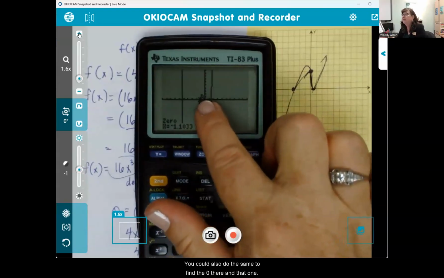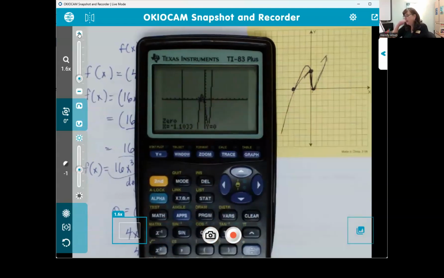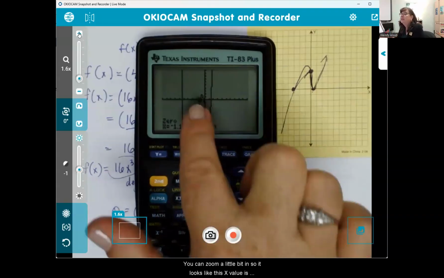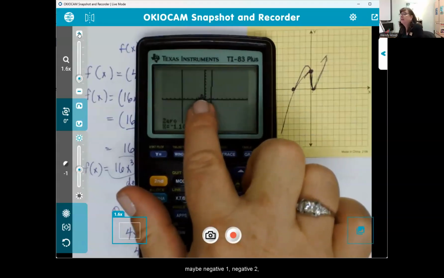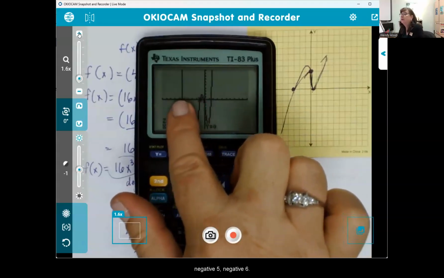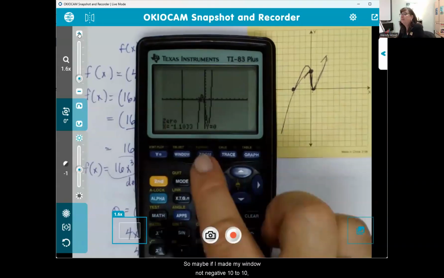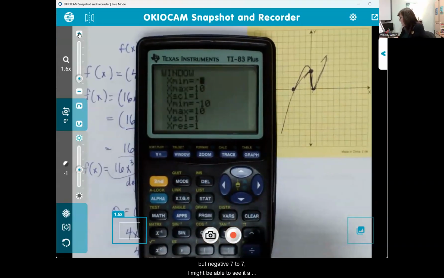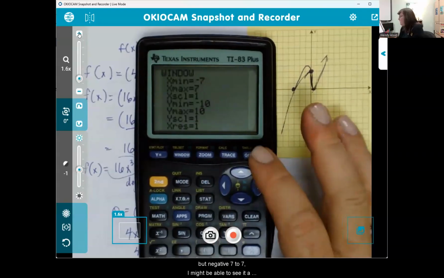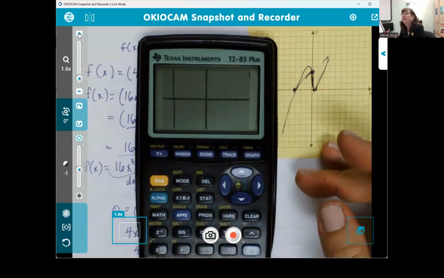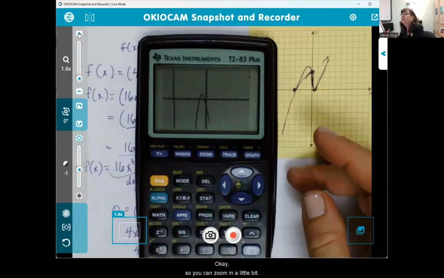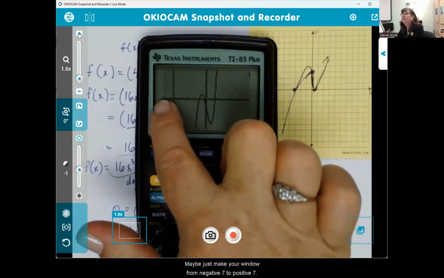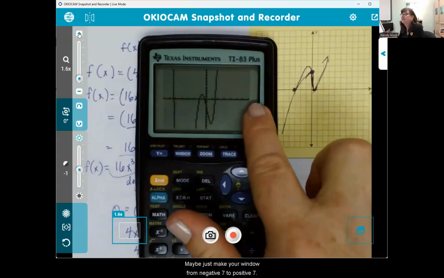You could also do the same to find the zero there and that one. Let's say that this was hard for you to see. You can zoom a little bit in. So it looks like this x value is maybe negative 1, negative 2, negative 3, negative 4, negative 5, negative 6. So maybe if I made my window not negative 10 to 10, but negative 7 to 7, I might be able to see it a little bit better. Okay, so you can zoom in a little bit, maybe just make your window from negative 7 to positive 7.